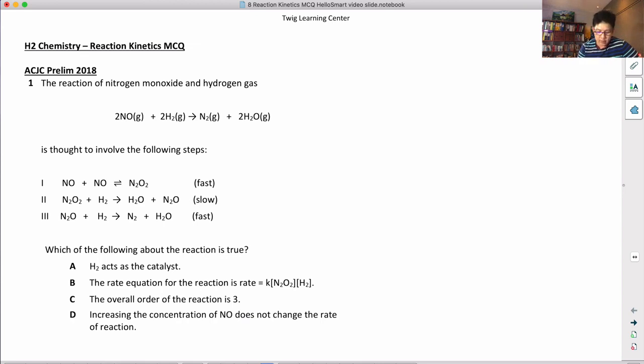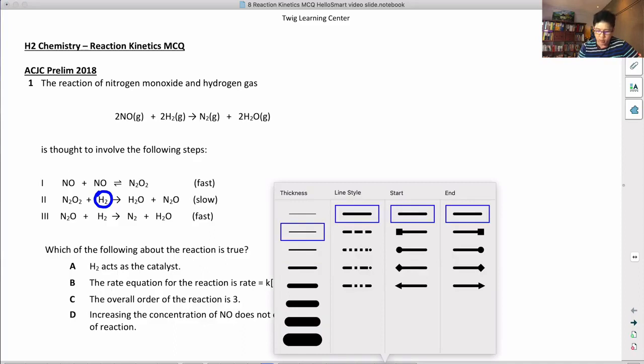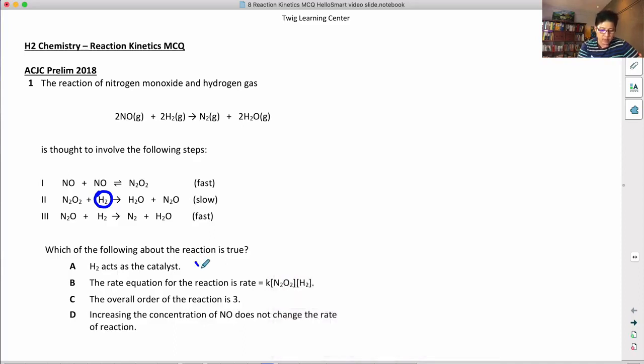Hydrogen acts as a catalyst. I don't think hydrogen acts as a catalyst in this question, because you can see that hydrogen is being used up, but it's not being regenerated. So it's actually more like a reactant. So this is out.